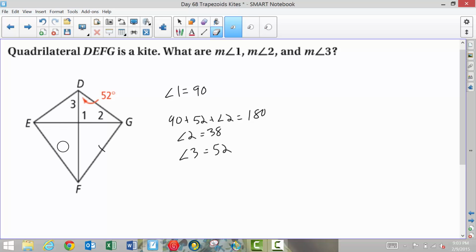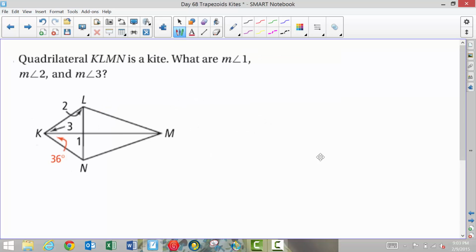Let me erase this. Well, don't forget that I said that triangle 1 here and triangle 2, they're the same triangles. So if they're congruent triangles, that means their corresponding parts are congruent. So if angle 2 is here, I know angle 2 is here. And if I know angle 1 is 90, I know this angle is also 90. And if this is 52, that's 52. So if triangles are congruent, corresponding parts are also congruent. So let's try another one.